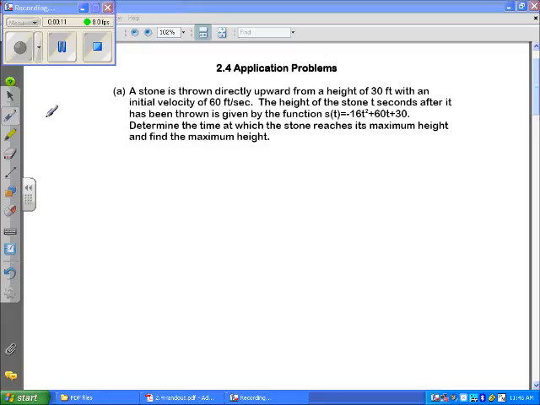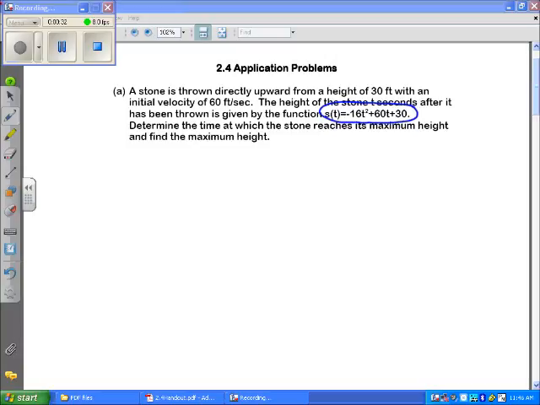Okay, it says a stone is thrown directly upward with a height of 30 feet with an initial velocity of 60 feet per second. The height of the stone t seconds after it's thrown is given by the following function, which I'll circle. Determine the time at which the stone reaches its maximum height and find the maximum height.